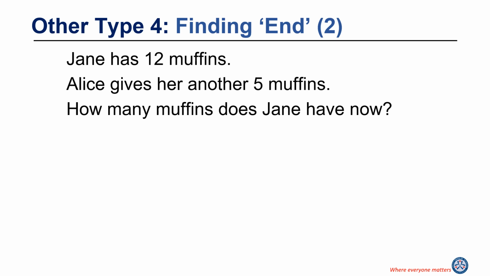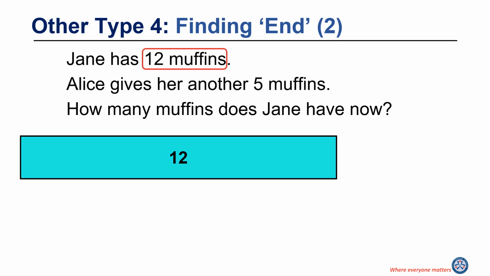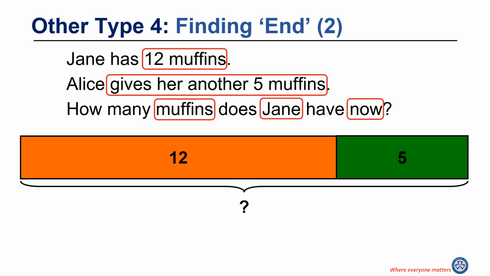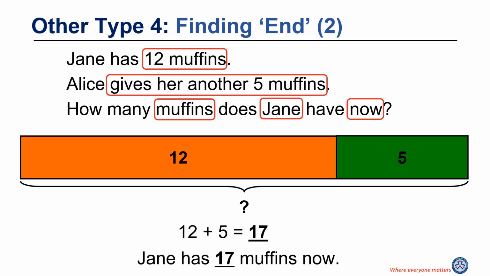Jane has 12 muffins. Alice gives her another 5 muffins. How many muffins does Jane have now? From the model, we can see that the whole is unknown, so we have to add the parts. 12 plus 5 equals 17. Jane has 17 muffins now.